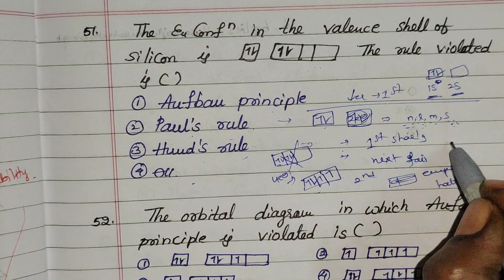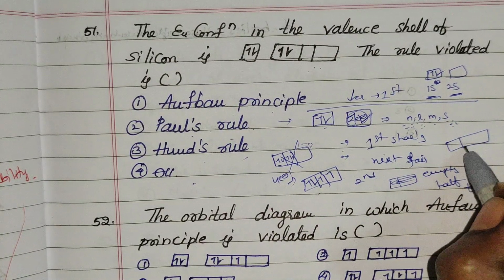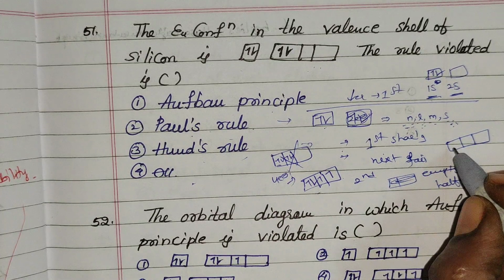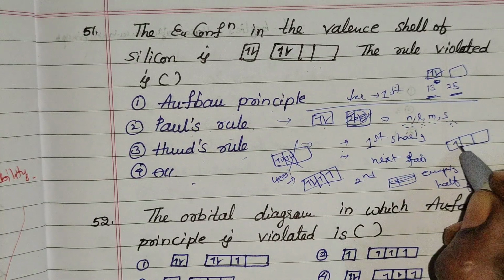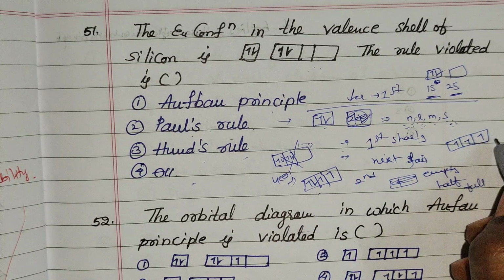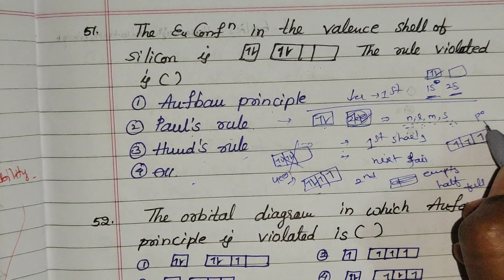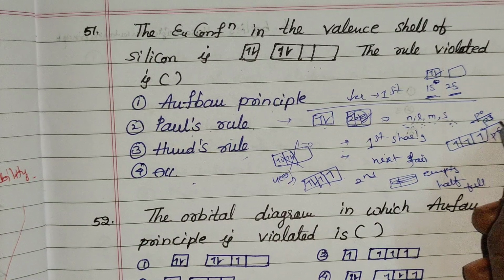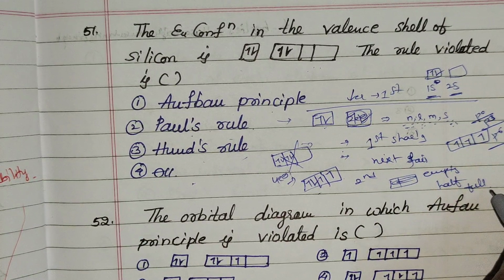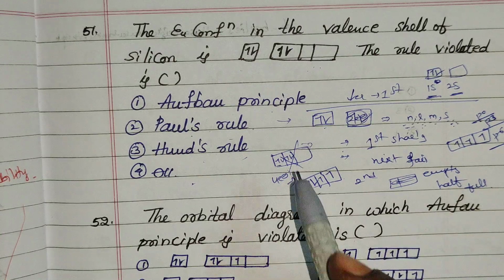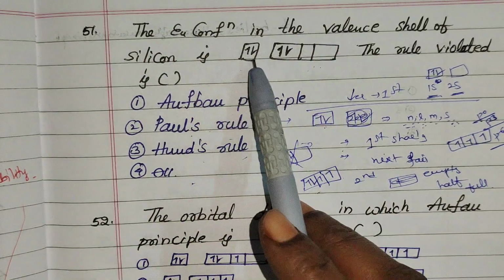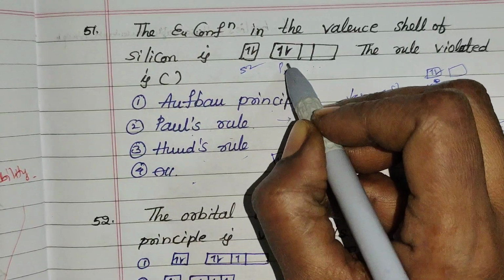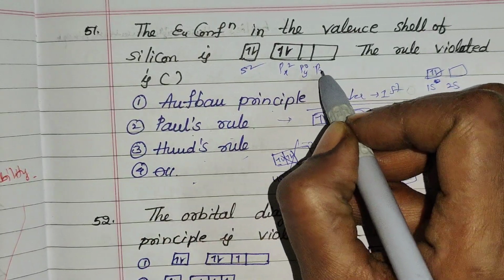Later on, for example, if you take degenerate orbitals, this is the degenerate orbital for p. Empty, completely half-filled, or fully filled orbitals, like p0, p3, or p6, have high stability. So according to this, you may imagine s2 px2 py0 pz0.